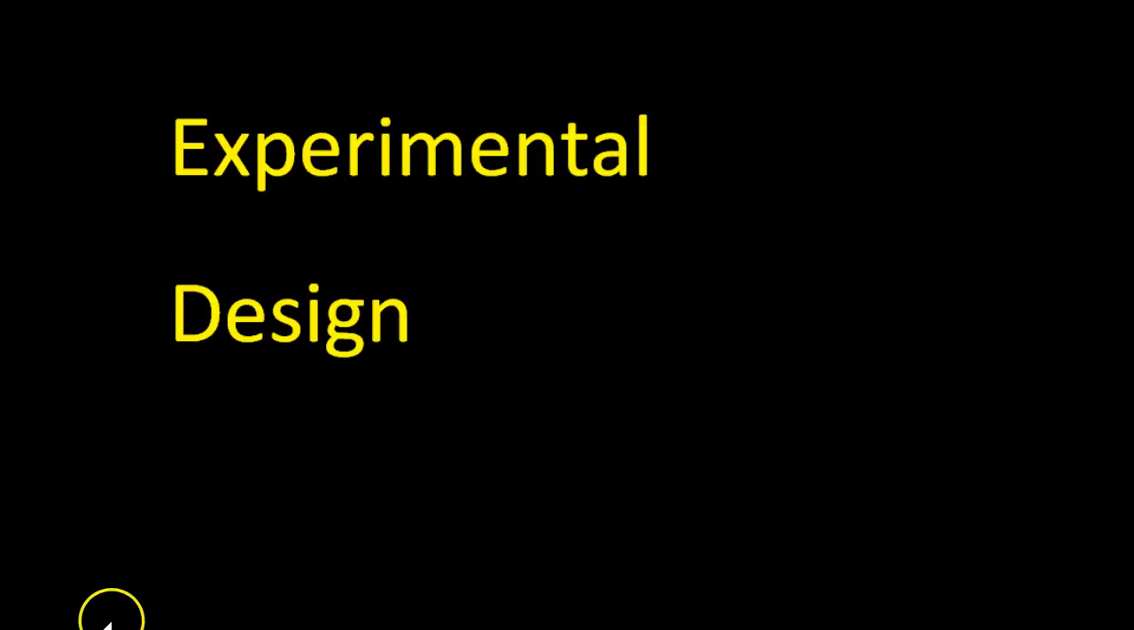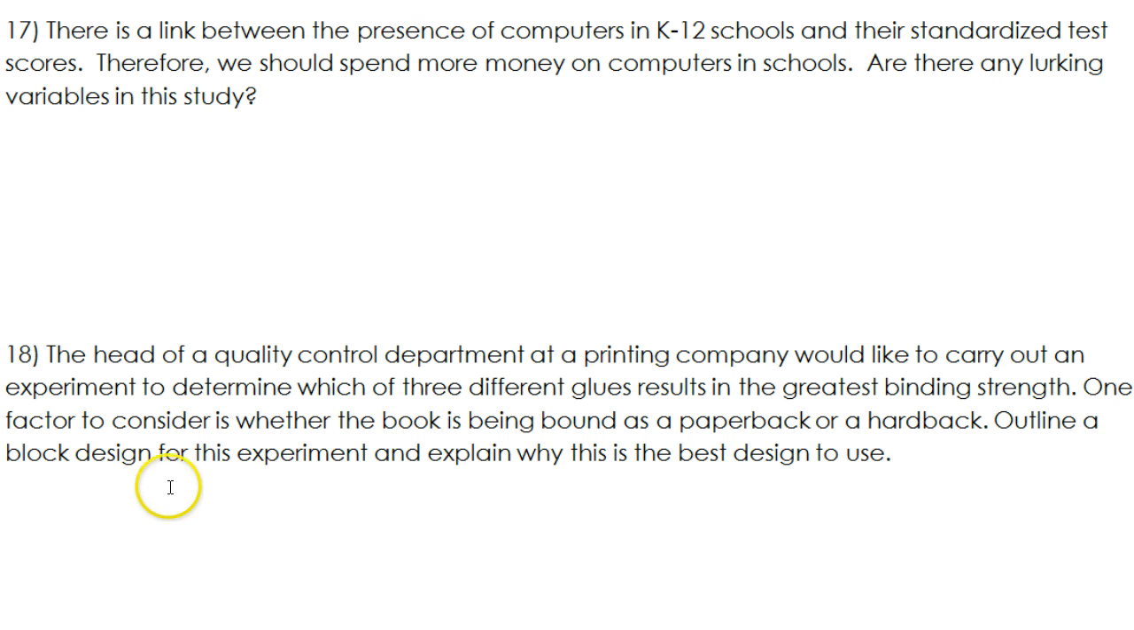This video is about experimental design. Number 17. There is a link between the presence of computers in K-12 schools and their standardized test scores. Therefore, we should spend more money on computers in schools. Are there any lurking variables in this study?